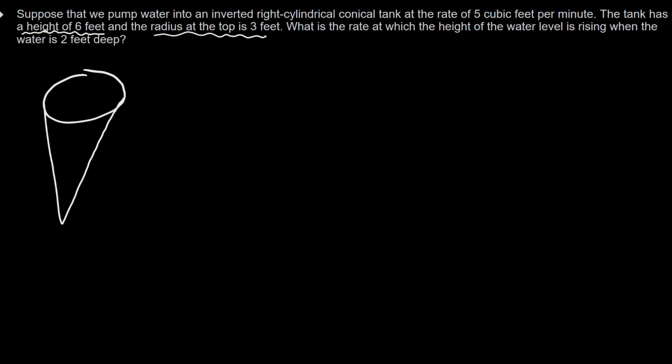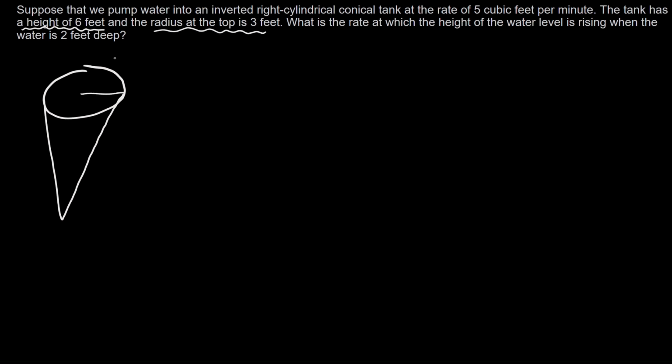Suppose that we pump water into an inverted right cylindrical conical tank at the rate of 5 cubic feet per minute. The tank has a height of 6 feet and the radius at the top is 3 feet. What is the rate at which the height of the water level is rising when the water is 2 feet deep? So let's start by drawing a diagram. The question says it's a height of 6 feet and a radius at the top of 3 feet, so let's draw that.